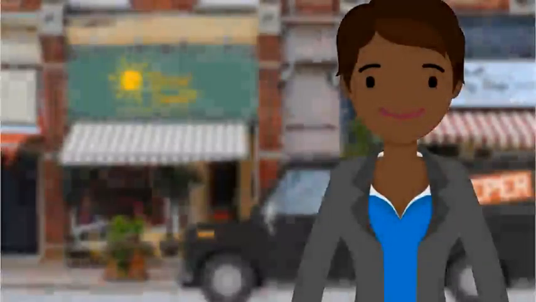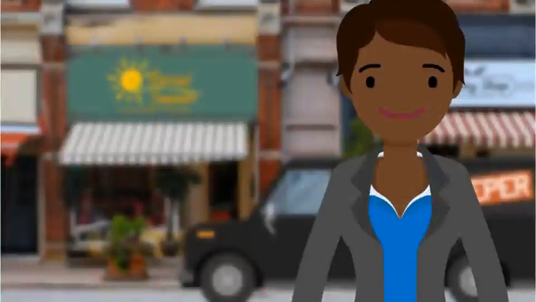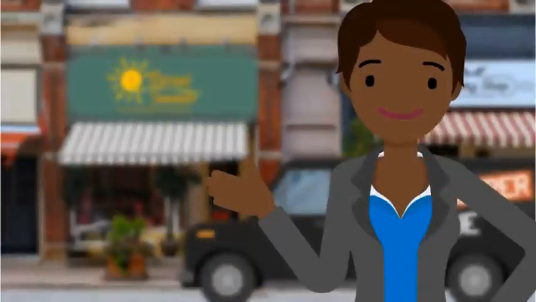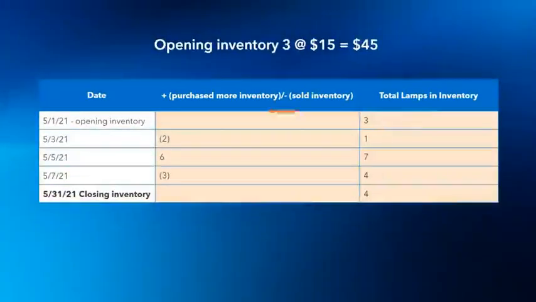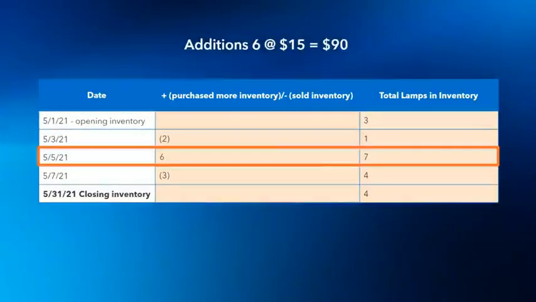Let's go back to Sophia and Summer as an example. They've been busy selling their salt lamps. They started the month with 3 in their opening inventory. Take a look at the table to see how we would track their inventory under a perpetual system. Each time inventory is purchased, we add to the total. And each time we sell some inventory, we would subtract it.